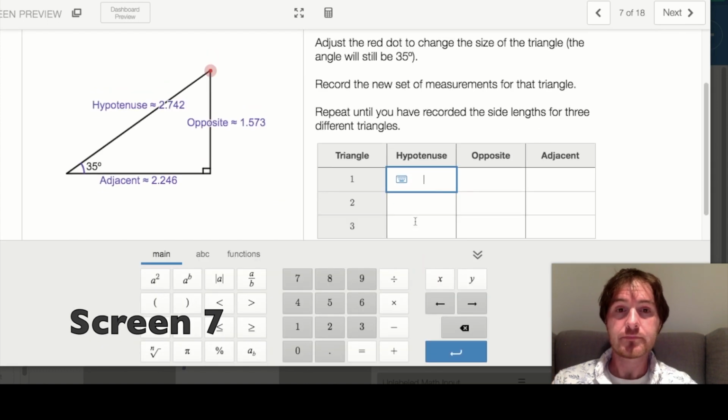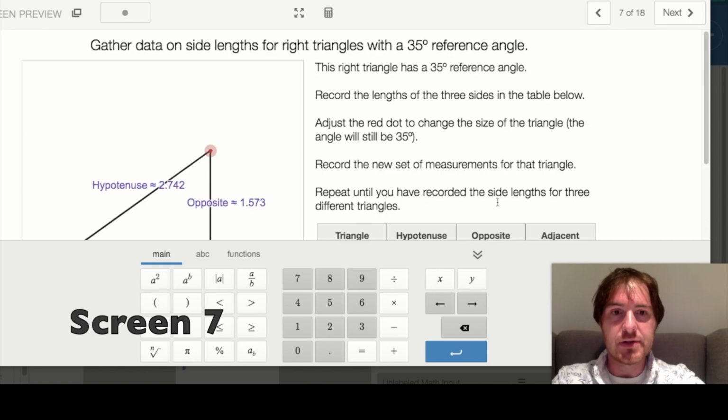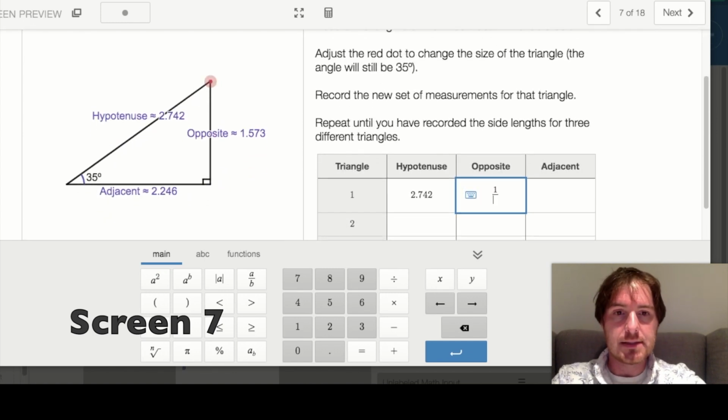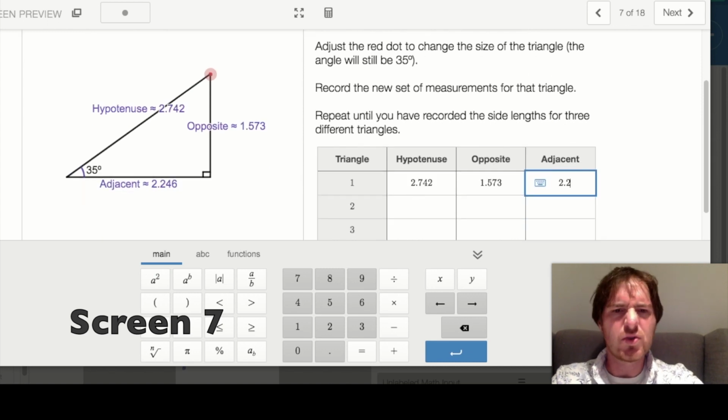Hypotenuse here, okay? Maybe you did this with your group already. Maybe we're doing this together, Mr. Fortin. That's fine. Let's just do it together here. Hypotenuse here is 2.742. Opposite is 1.573. And adjacent is 2.246, okay?